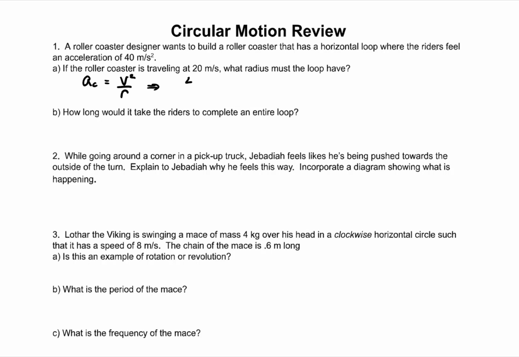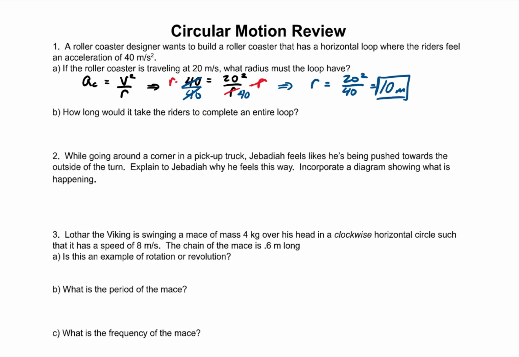We'll plug in our numbers. So 40 is equal to 20 squared over the radius. We want to solve for the radius. It's on the bottom, so we have to get it on top. We're going to multiply both sides by the radius, which gets rid of it over there. Now we want the radius by itself, so we're going to divide both sides by 40. And so my radius comes out to be 20 squared over 40, or 10 meters.